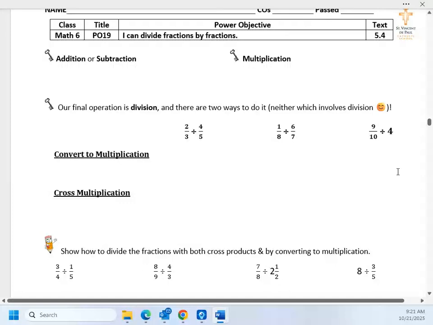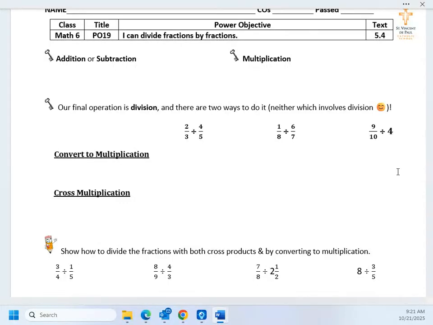Good morning. Today we are working on our last objective of Unit 2. We're in PO19. I can divide fractions by fractions. These last few objectives have been POs. We really need to understand how to add and subtract, multiply, and divide fractions. We will be using that kind of math all the time in the future. So we really need to get in the habit of how we do these.